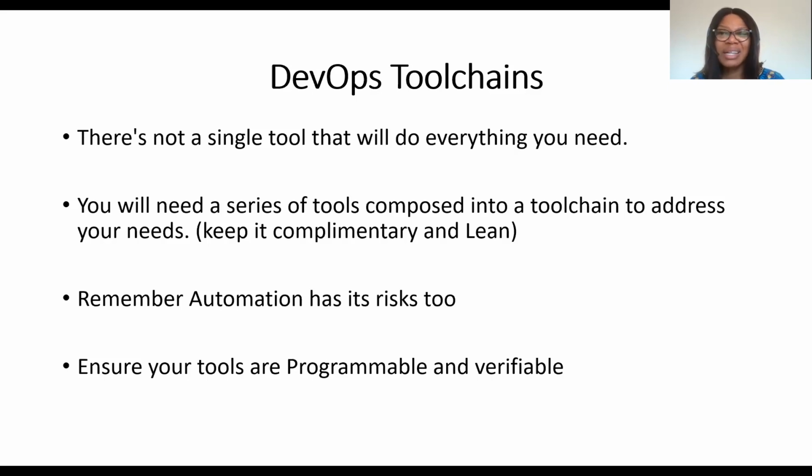Keep it complementary and lean. So don't just pick up a tool for the sake of it. Investigate that tool. What are the pros and cons? And how does it fit into what we already have? Remember, automation has its risk too, it says here. Ensure your tools are programmable and verifiable. You want to minimize human intervention. So when you are picking up a tool, you are looking at the potential for automation properly. Okay, so you want to really make sure your pipeline is lean. Just like we have that bakery, we want to make that pipeline lean. We want to make the value stream lean.